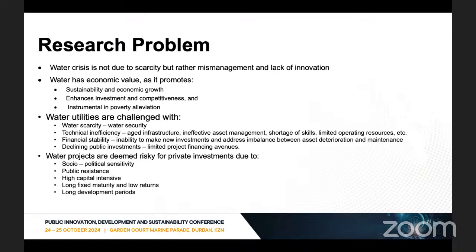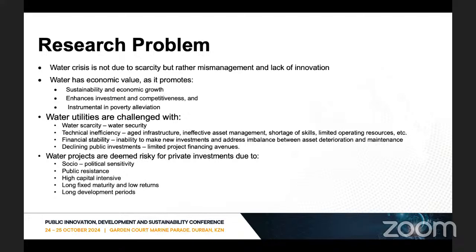I'll skip the outline. So the research problem in main, as we all know, is that there's water scarcity in our country. It has been said, however, that the water crisis is not due to scarcity, but rather mismanagement and lack of innovation. Water in itself has an economic value, and it promotes sustainability and economic growth. It enhances investment and competitiveness, and it's also a very critical instrument for poverty alleviation.